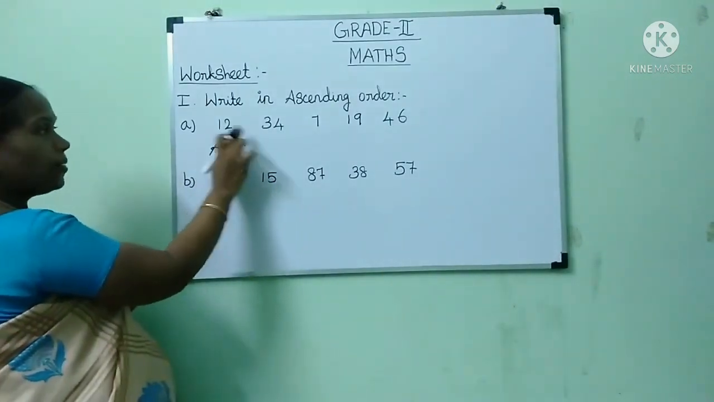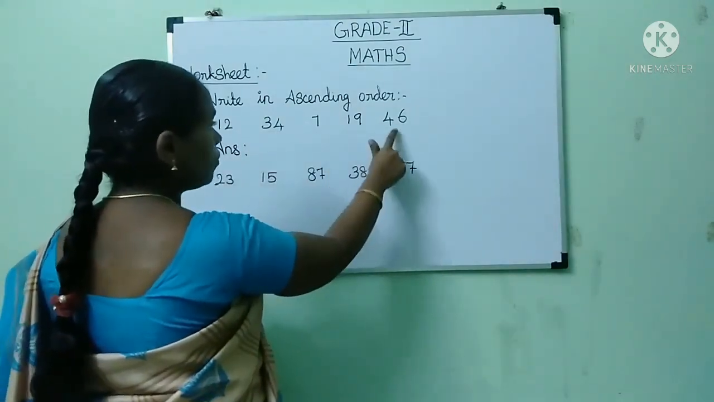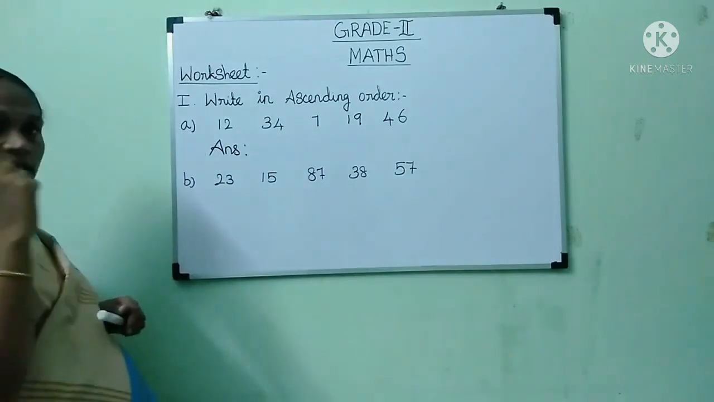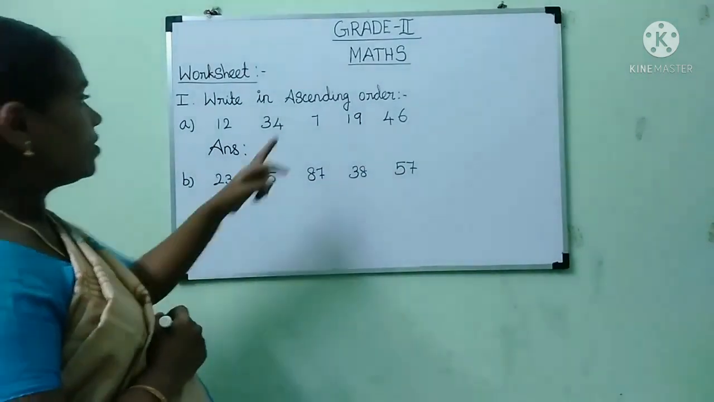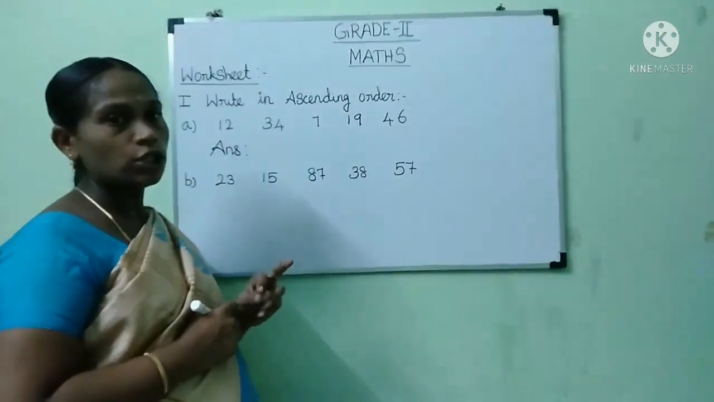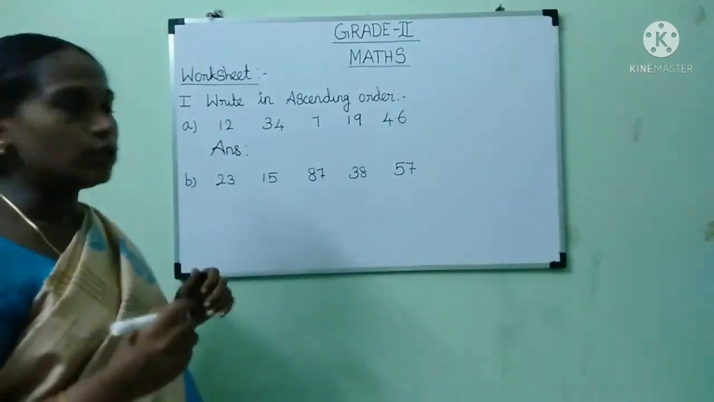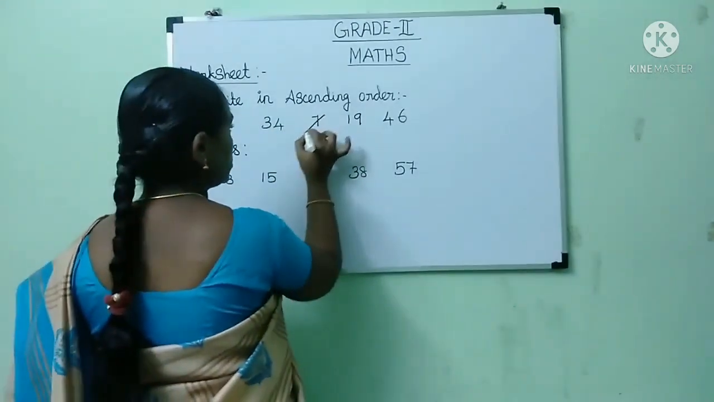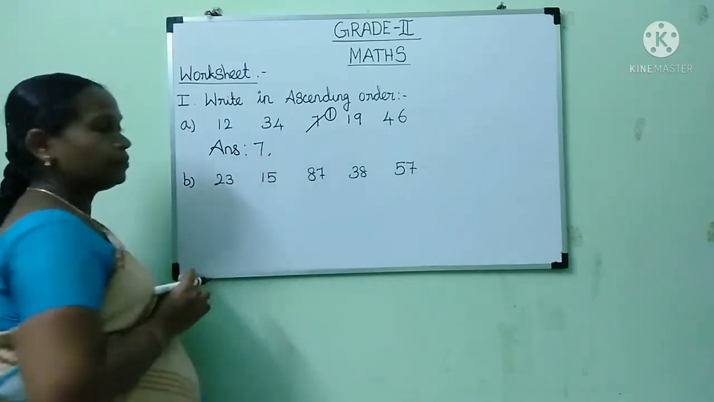First 12, 34, 7, 19, 46. Which number is the very smallest number? Yes, 7 is a single digit number. So, that number is the very smallest number. So, you should write 7 as the first number. Okay. So, write here 7.